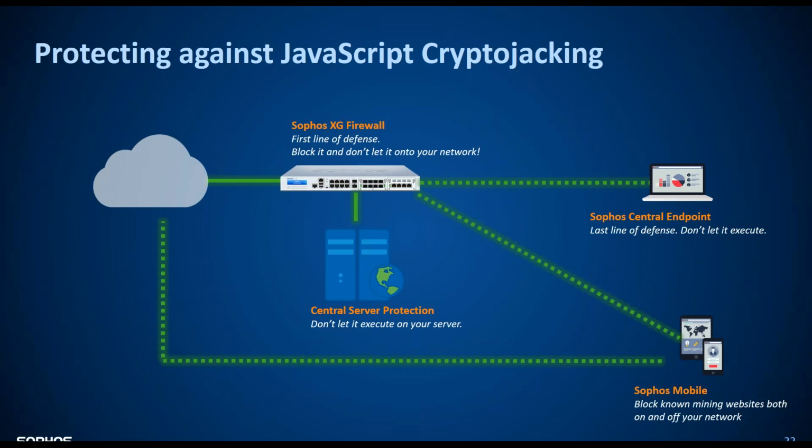But also, if you wouldn't block it on the XG firewall, we still have our endpoint or server products that are capable of protecting you. So Sophos Central Endpoint is the last line of defense, so it doesn't let the JavaScript execute on this box. Central Server Protection, the same, doesn't let it execute on your server. And of course, please keep in mind the mobile devices, they are more and more interesting also for the criminals. There we have Sophos Mobile with security functionality where we can block known mining websites both on and off your network, of course. So this is how you protect yourself against JavaScript cryptojacking. As I told before, it's pretty easy to stop the infection. It's basically just closing the browser, just closing the browser tabs. Don't let it run in the background on your mobile so you won't waste any resources.